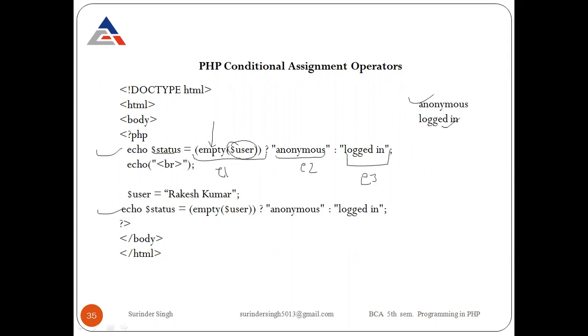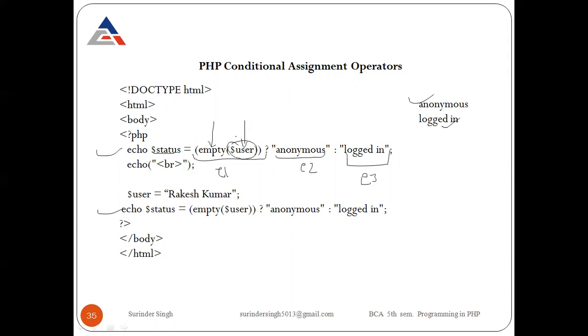What does this function perform? It checks if the variable is empty or not, whether the variable has any value or not. The empty function is checking if the variable user has any value or not. Clear?